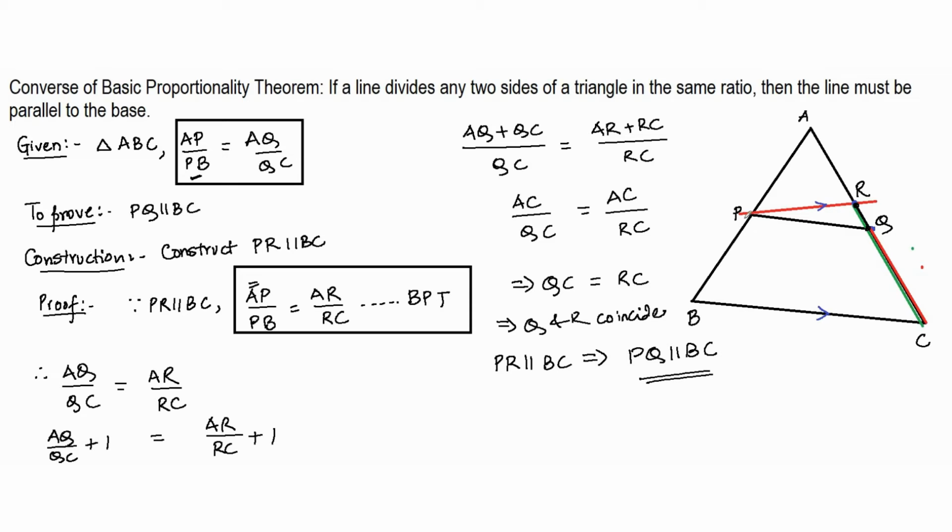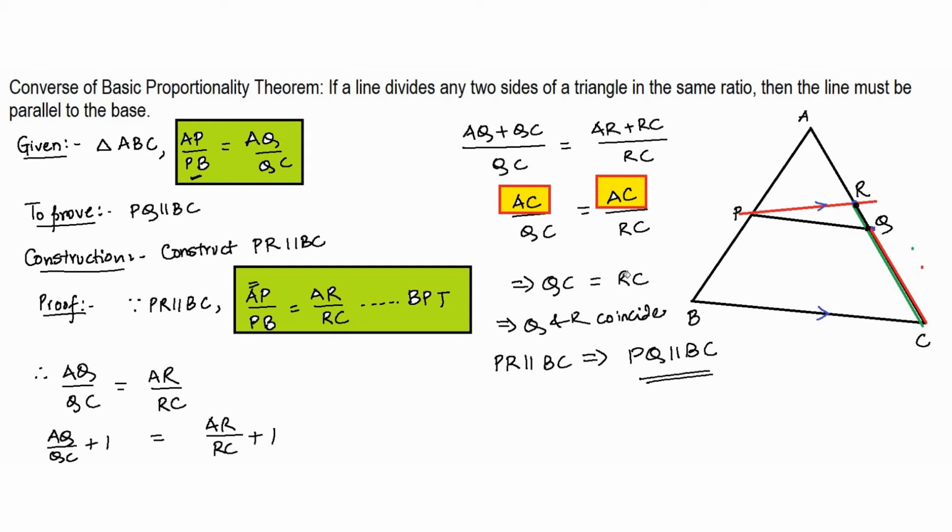Again, just to recap, we constructed a line parallel to the base. We applied BPT and we got the first result. The left hand side of the first result and the left hand side of the given part were equal, and that is how I concluded that the right hand side should also be equal. So AQ by QC should be equal to AR by RC. I added 1 on both sides. The advantage of adding 1 on both sides was that I quickly got AC in both the numerators. And since both numerators were equal, I was able to conclude that the denominators are also equal.